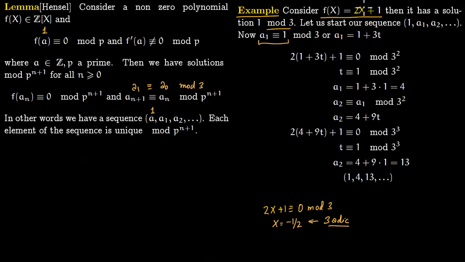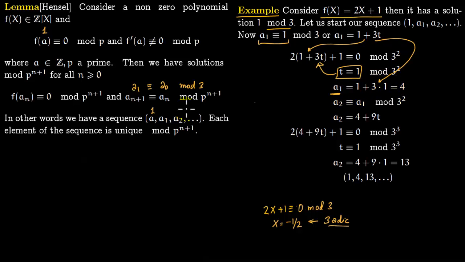Plug back in this equation, instead of x you write 1 plus 3t. Modulo 3 squared, t equals 1 will satisfy this equation. You can see 3 plus 1 is 4, 4 times 2 is 8, 8 plus 1 is 9. So you get our a1. So t equals 1, this you have copied right here, you get 4.